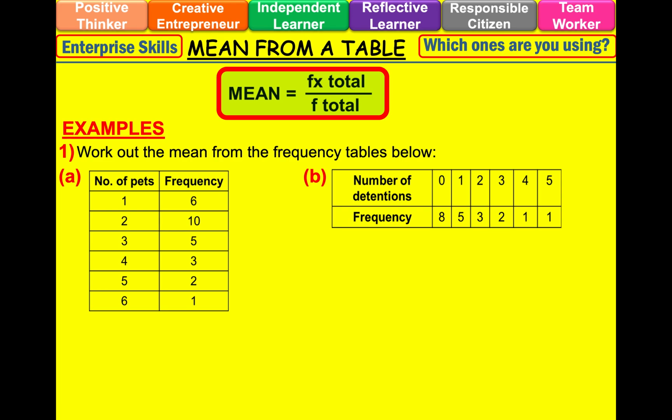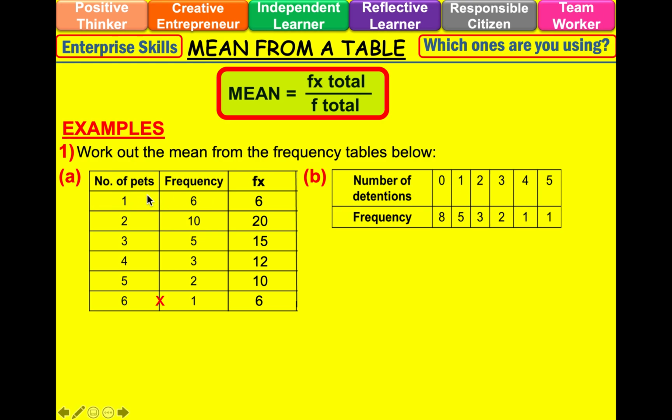Pretty simple, pretty easy. All you do is you do it on the column. You can call it fx, f of x. So x is this data, and to work out f of x, all you do is you multiply them. So 6 times 1, 6, 10 times 2, 20, 5 times 3, 15, 3 times 4, 12, 5 times 2, 10, 6 times 1 is 6. So all I'm doing is multiplying these. I'm going to use this formula.